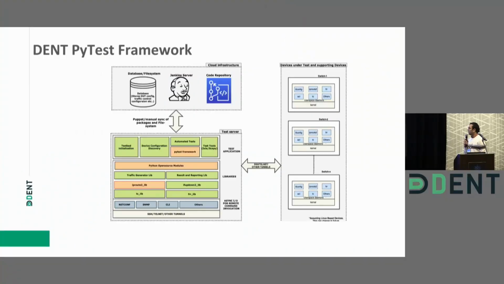Thanks, Manu. So here we're looking at the DENT PyTest framework. We decided to go with the PyTest framework, which is the most common test framework for DENT testing. And it consists of mainly three parts: the Jenkins server for build maintenance and CI/CD pipeline management, then the test server, which runs the tools required for testing, and then the rest of the DENT switches, which are part of the physical setup of DENT testing.